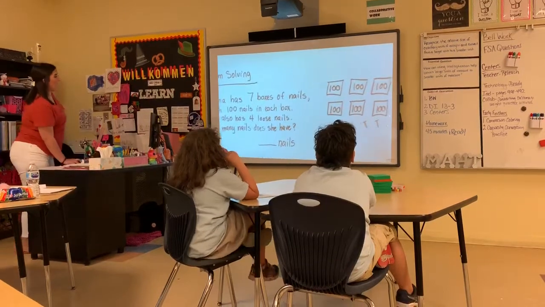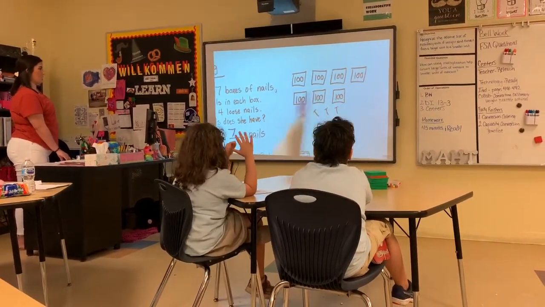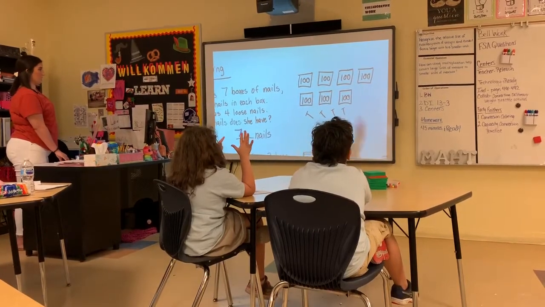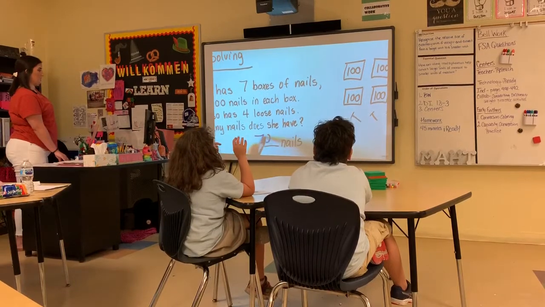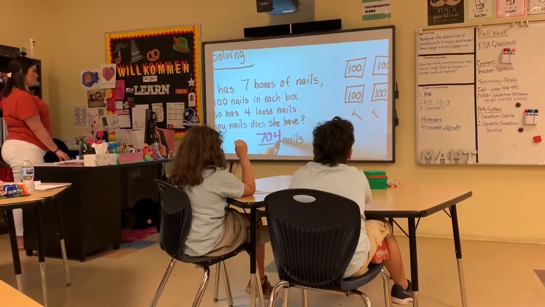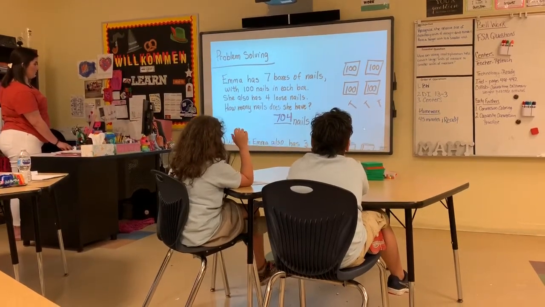She has 704 nails. She has 7 hundreds. 1, 2, 3, 4, 5, 6, 7. There's no tens, and she has 4 ones. So we write a 0 for the tens place and a 4 for the ones place. She has 704 nails. Okay?